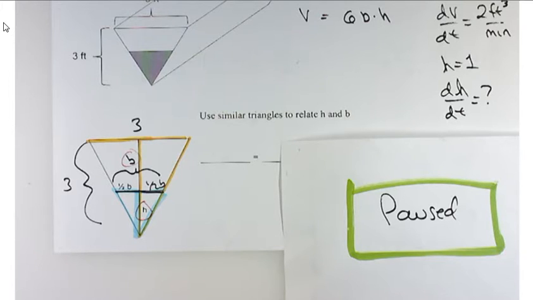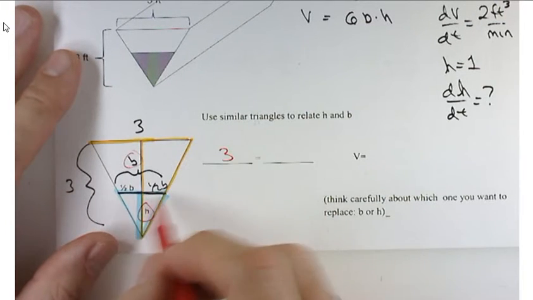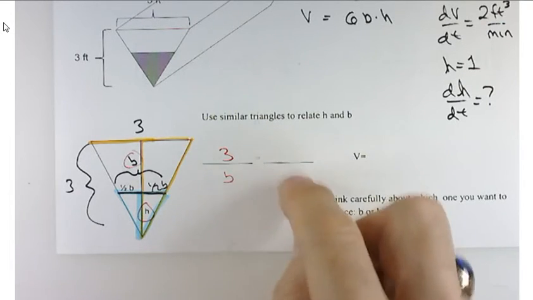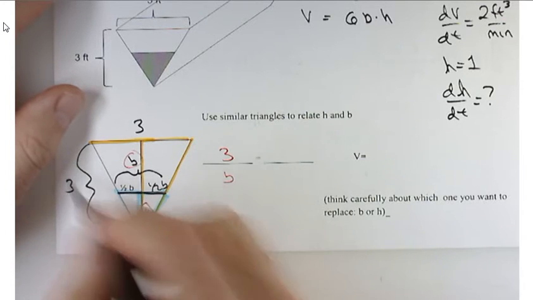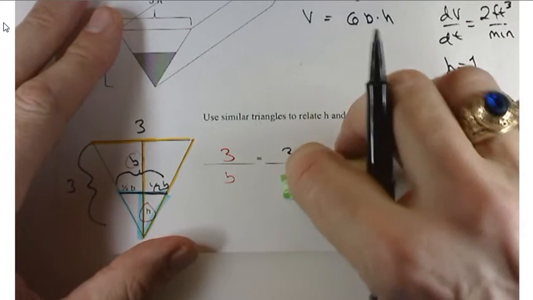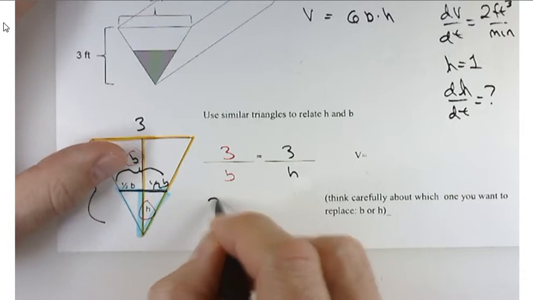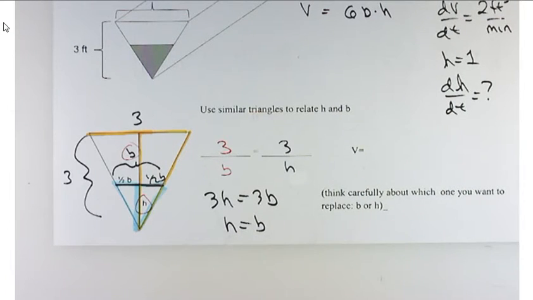We need to come up with some ratios. So one ratio that we can come up with is this base here, which is 3. What's the base of my other triangle? B. I want to have a proportion that relates B and H. So what's something I can use that involves an H? Yeah, so this height here should be an H. That's 3 over H, not a B. There. So 3 over B equals 3 over H. If I cross multiply, I get 3H equals 3B, or better yet, just H equals B. The height and the base are interchangeable for us in this problem.